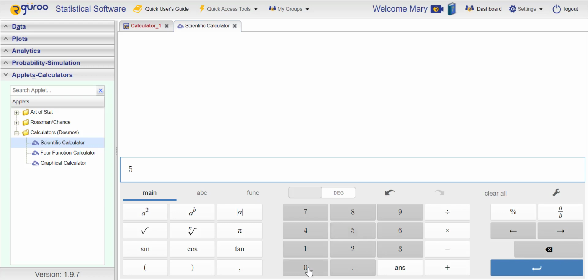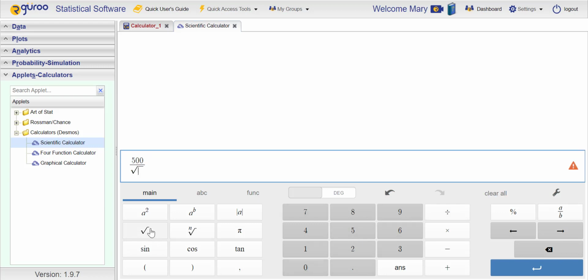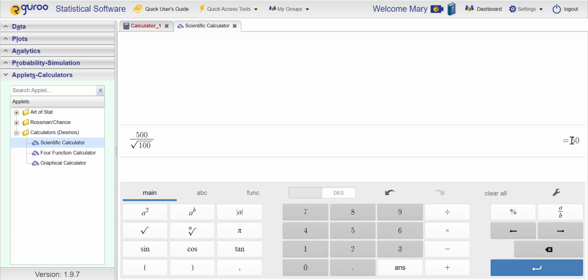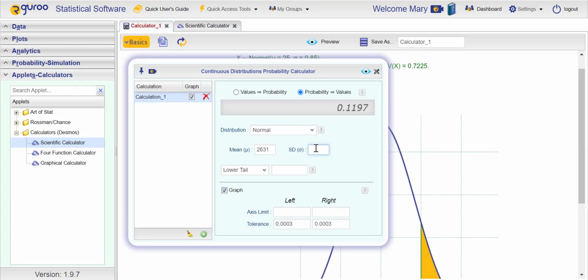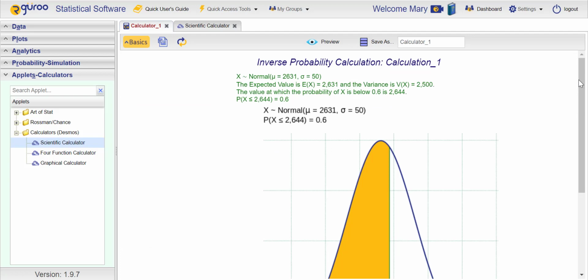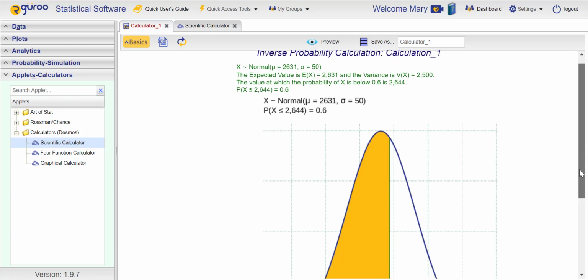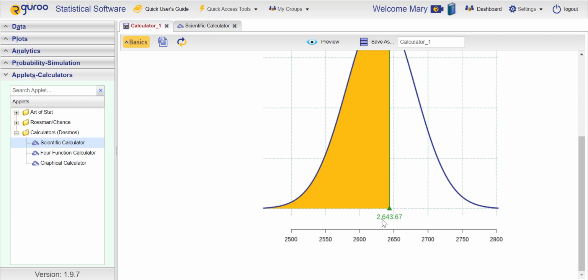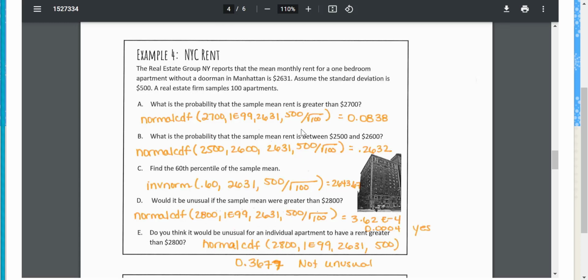I'm going to do 500 divided by, and this one's going to come out nice, the square root of 100. And the answer is just 50. So cut and paste your 50. Oops, toggle back over here. Cut and paste 50 right here. And we're doing the 60th percentile, so that's lower tail 0.60. And we see that it's shaded in the lower 60%, and that would be $2,643.67, which looks like exactly what we got here.